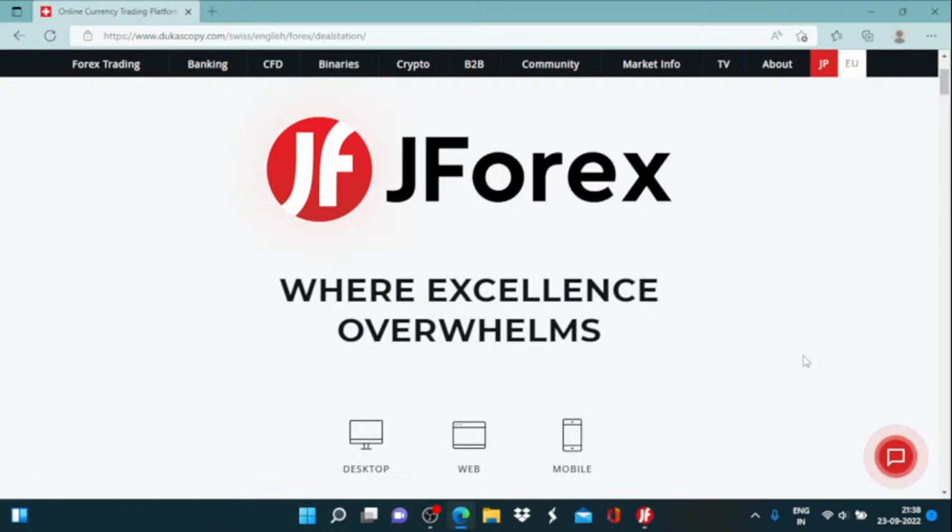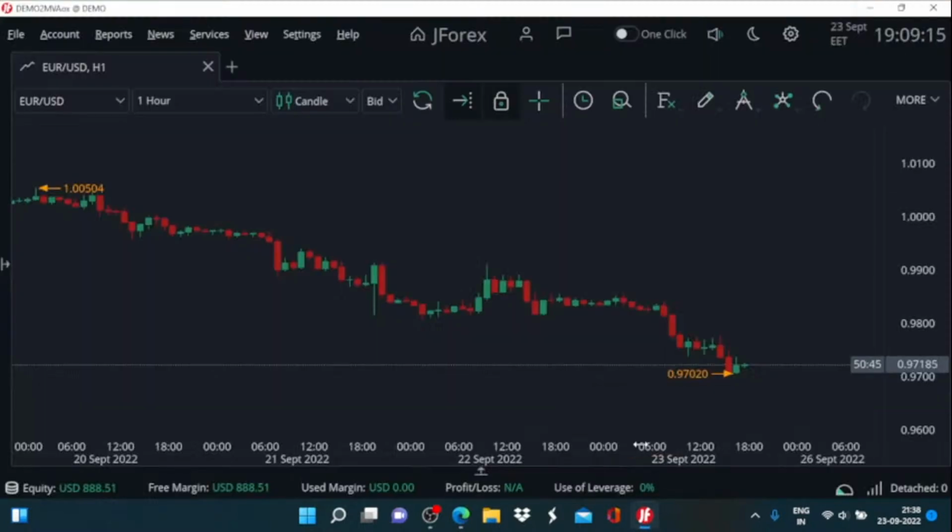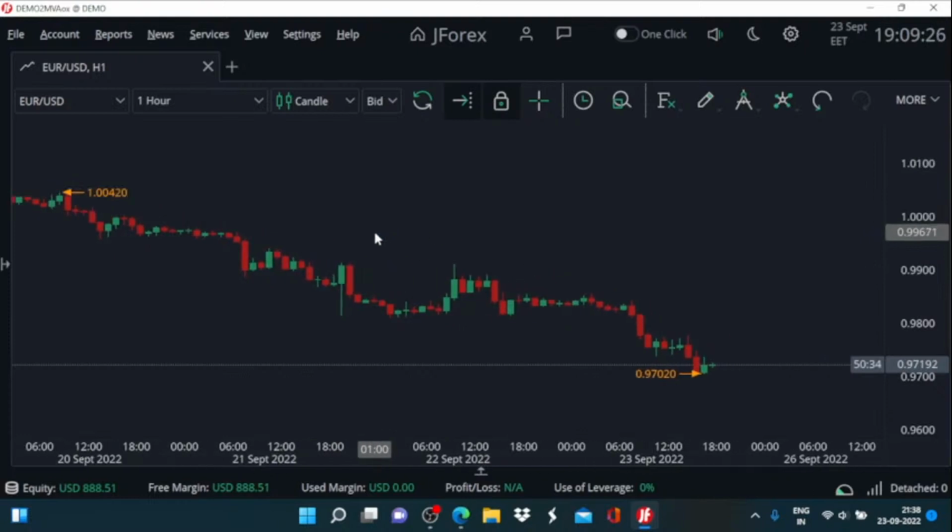So now we head to the JForex 4 platform, the newly released trading platform from the Dukascopy Bank SA. This is the Euro USD chart. Euro USD is one of the favorite currency instruments to trade with, and also most of you are going to be very much familiar with it, so we stick with the instrument choice.